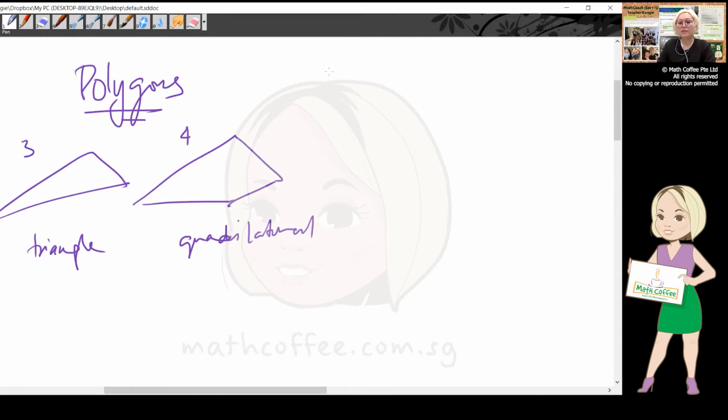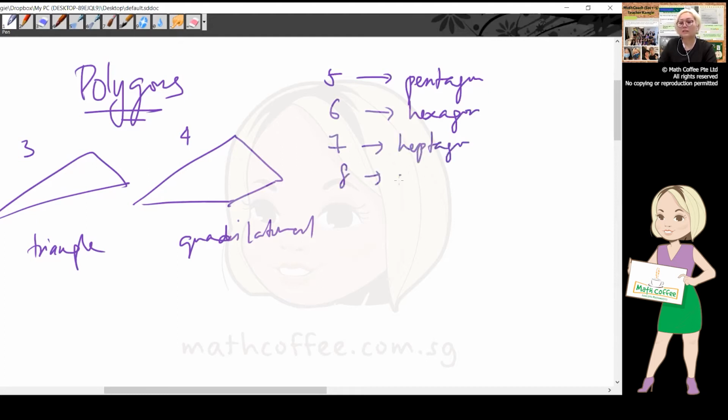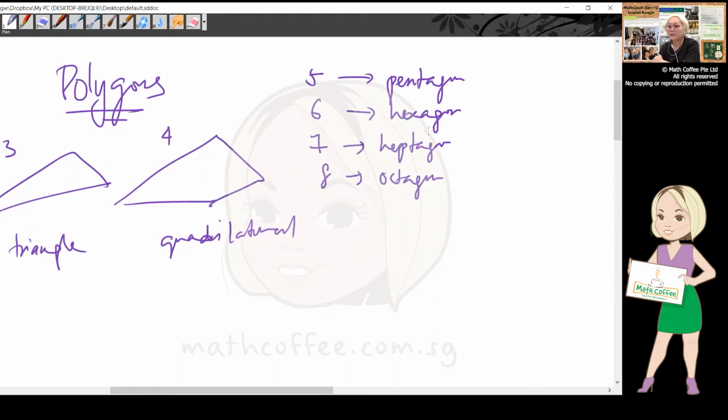You must know that when it's five-sided, it's called a pentagon. When it's 6, it's a hexagon. When it's 7, it's a heptagon. When it's 8, it's an octagon. You all need to write notes. The names matter because they will not tell you how many sides; they will say pentagon, and you're expected to know that n equals 5. When they say hexagon, you are expected to know that n equals 6, and so on. 9 is a nonagon, and 10 is a decagon.